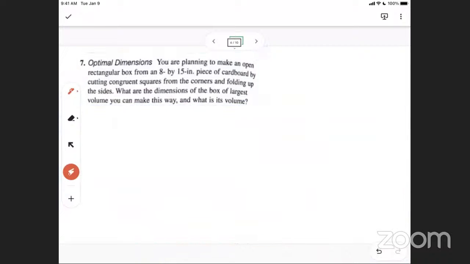It says you're planning to make an open rectangular box from an 8 by 15 inch piece of cardboard. So let's draw a picture. Here's an 8 by 15 inch piece of cardboard. We're trying to make a rectangular box by cutting congruent squares from the corners. So these have to be squares. All of these squares are going to be the same, and they're going to be x by x. That's how you make a box. Otherwise it wouldn't be a box.